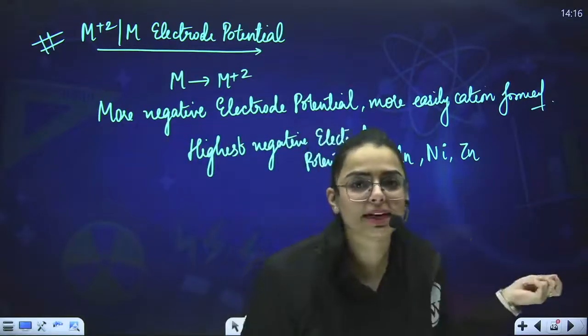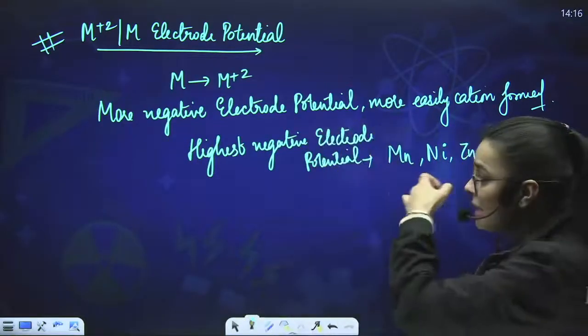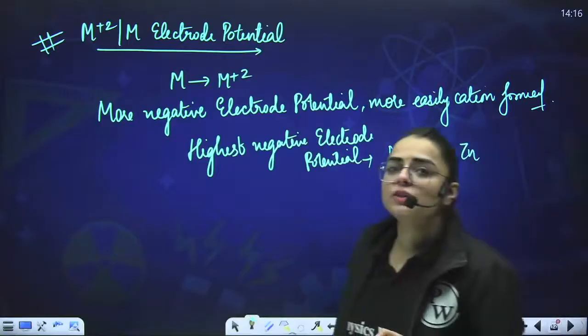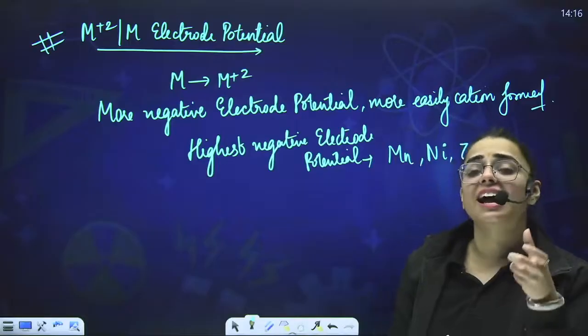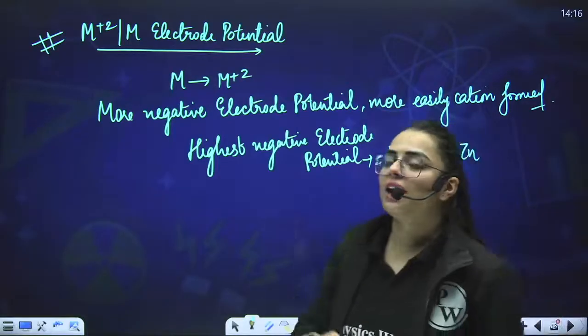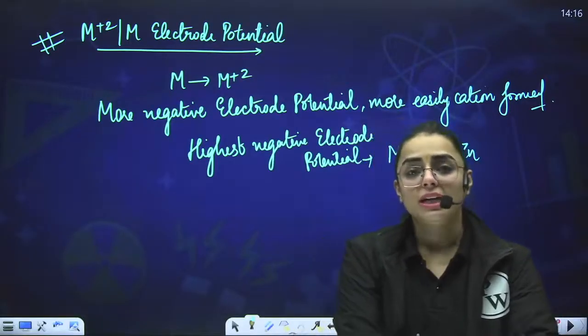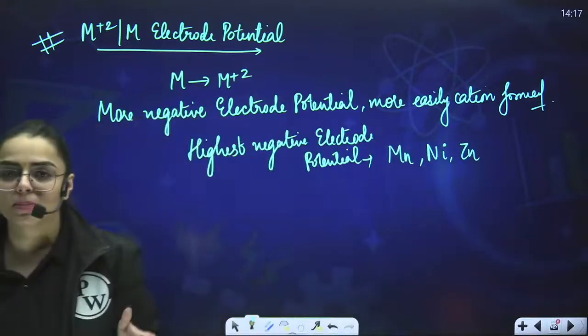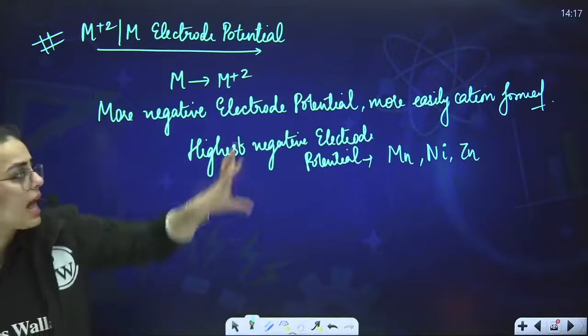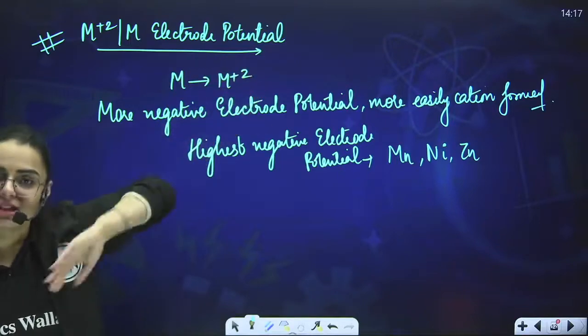When I talk about Mn, it will be 3d5 again. Okay? What will happen in the case of nickel? Now students, in the case of nickel there is high hydration enthalpy. That's why they have the highest negative electrode potential. The highest negative electrode potential values are the ones which are completely stable. The one which becomes unstable after losing 2 electrons will have a positive electrode potential.